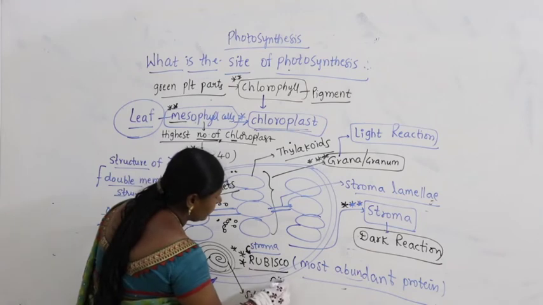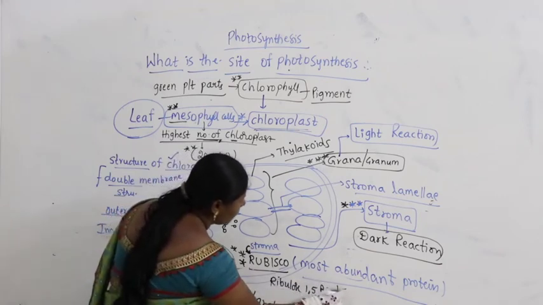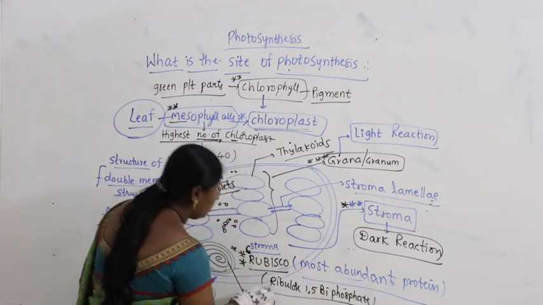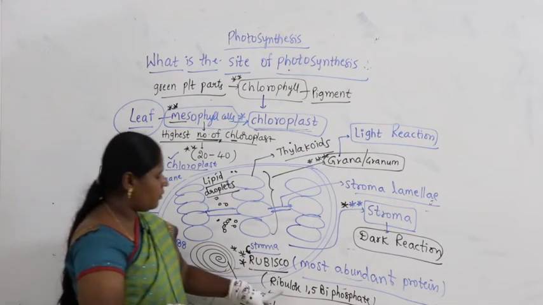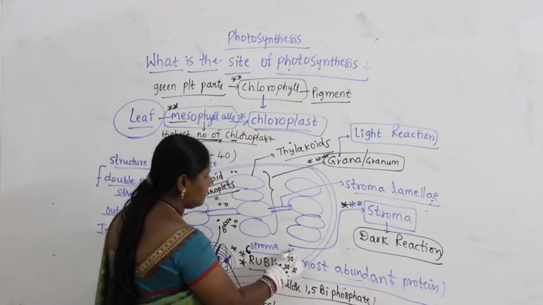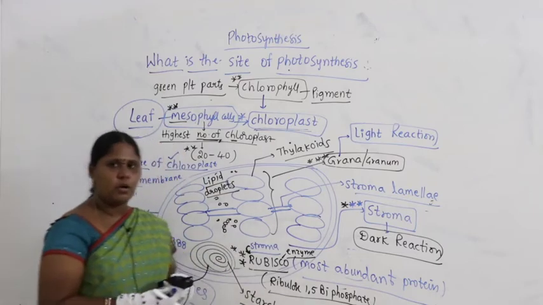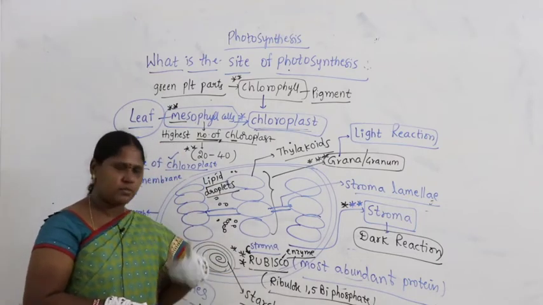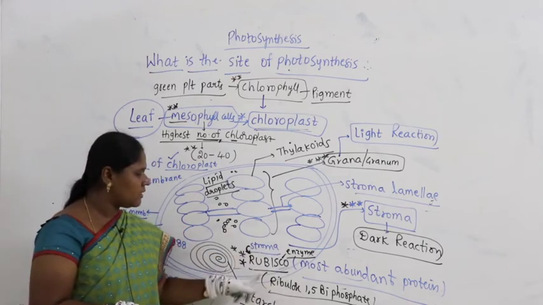Rubisco is nothing but Ribulose 1,5-bisphosphate. In short form, this compound is called rubisco. Okay, so this is a compound name and this is an enzyme name. Rubisco is an enzyme for which compound? For this compound to take action and complete the chemical reaction, this particular compound needs the enzyme called rubisco.